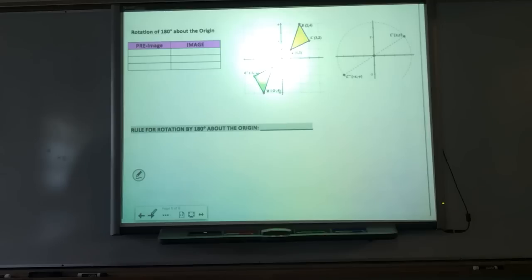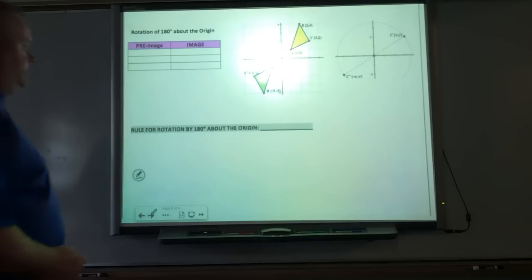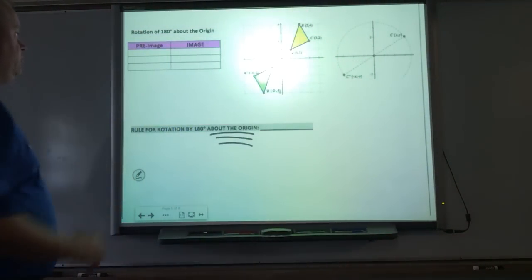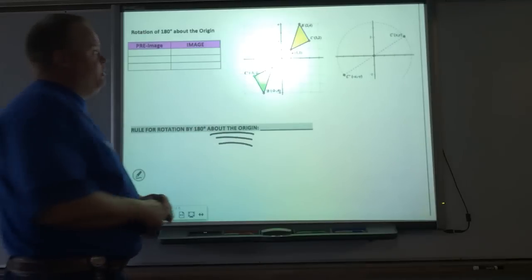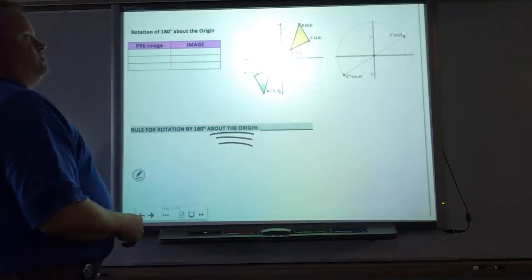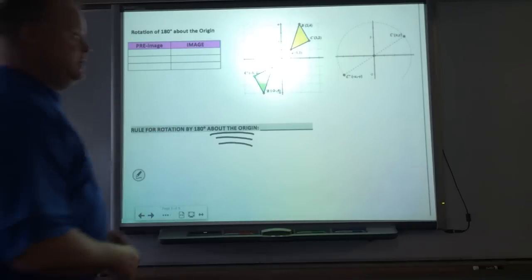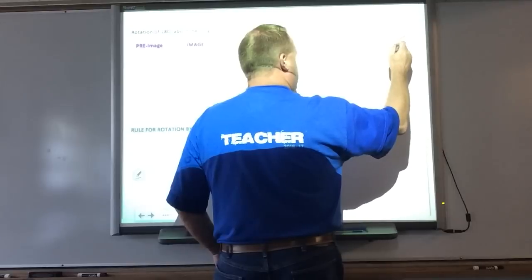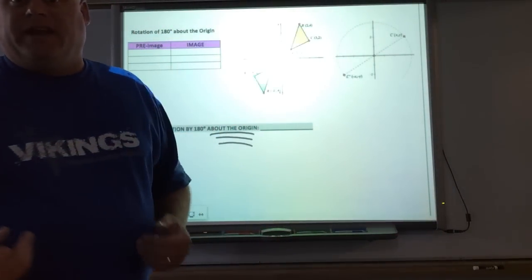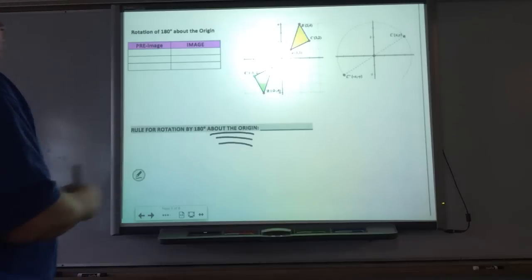The next one is going to be a rotation about the origin, and this one is for a rotation of 180 degrees. A reminder that it has to be about the origin by 180 degrees. I have my pre-image up here already. I have my image. I can see on my graph that it's rotating a straight line. As you'll notice, this dashed blue line is a straight line. Remember that the degrees of a straight line is 180 degrees, so we know that it's there.